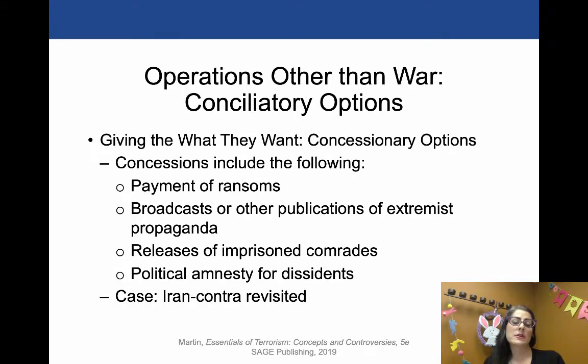Conciliatory options, giving them what they want. Concessions include payment of ransoms, like I was talking about in relation to the student, broadcasts or other public publications of extremist propaganda, release of imprisoned comrades, and political amnesty of dissidents. Case of Iran-Contra visited. You can take a look in your book, page 221.